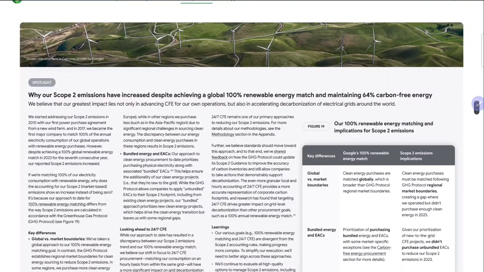There is a spotlight or case study, if you see, for the business case of why the scope 2 emissions have increased despite achieving a global 100% renewable energy match and maintaining 64% carbon-free energy. So why have the scope 2 emissions increased? So the details are there. So the answer to the question is given here.